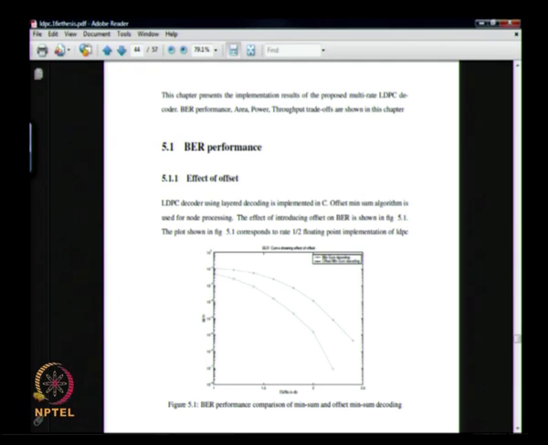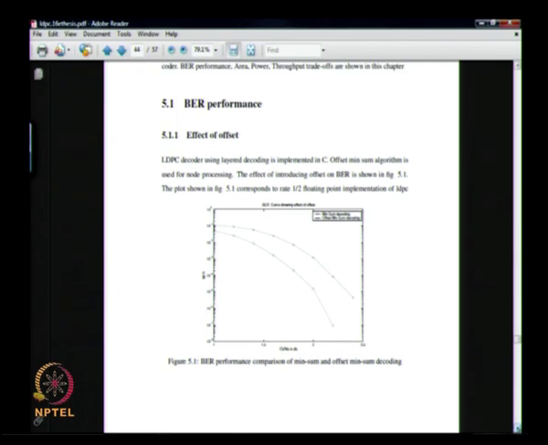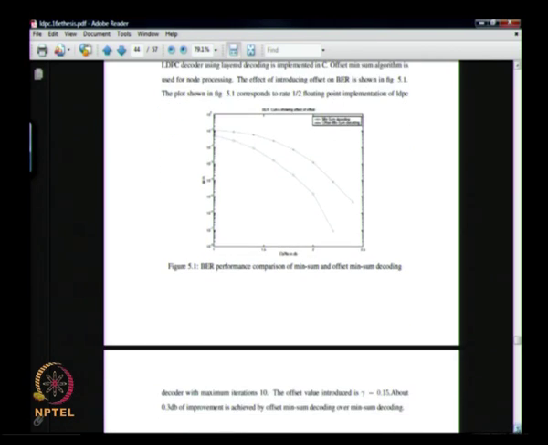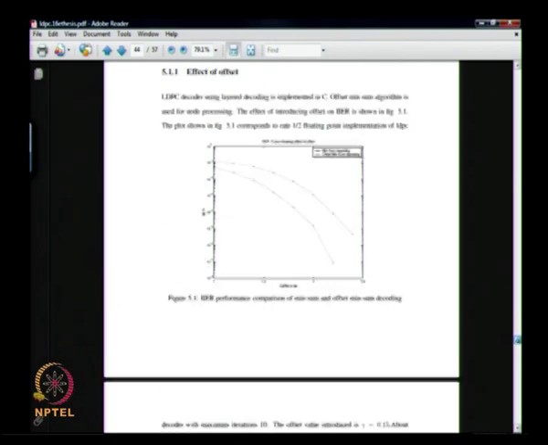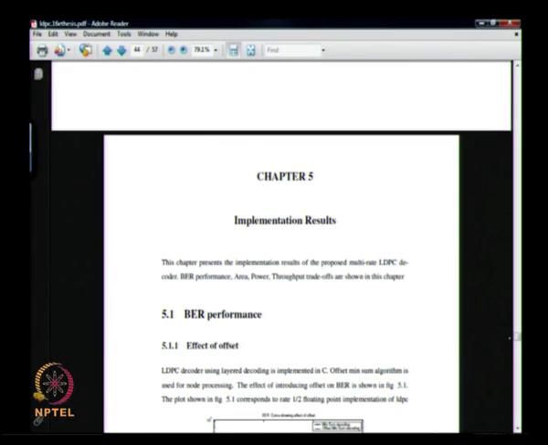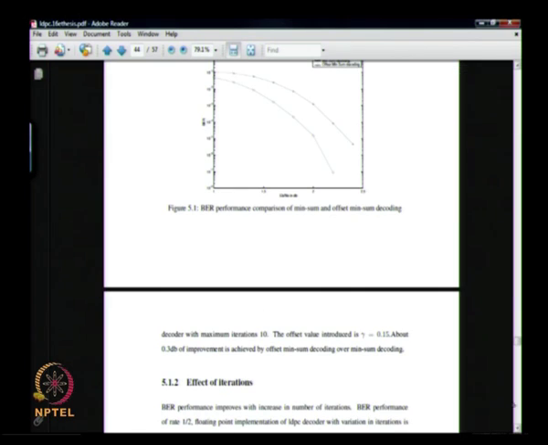This is a floating point simulation for a rate half LDPC code. I believe iterations is 10. And then I think the block length is, oh my goodness.